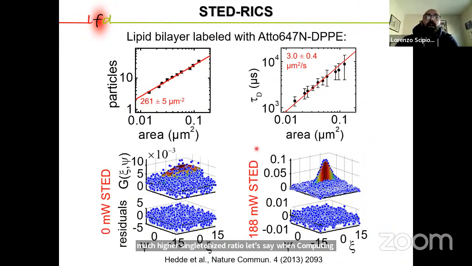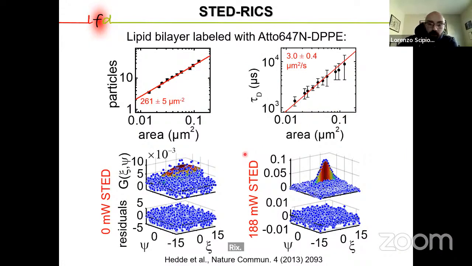This is done, for instance, with the membrane, with the dye attached to a lipid. So it goes in the membrane, and then you see that basically without STED, you have a very noisy autocorrelation function. And when you turn on STED, you have a very clear autocorrelation function. This is the residuals.